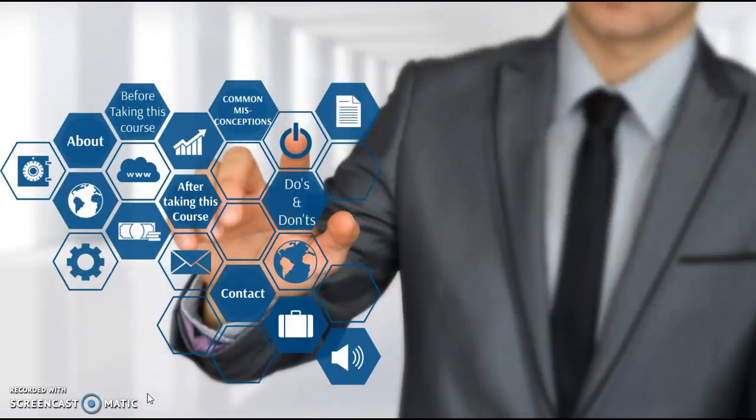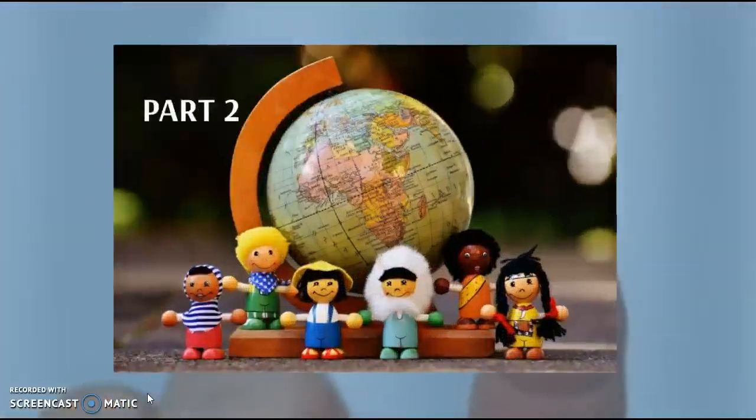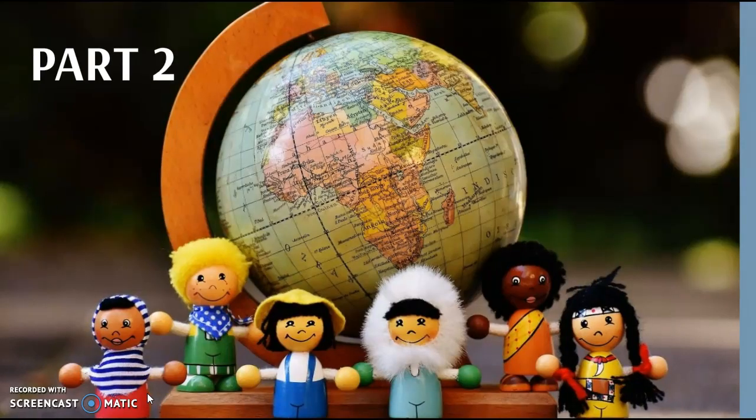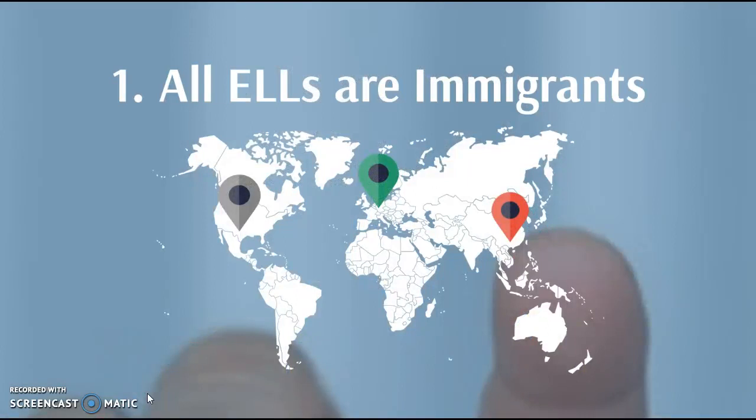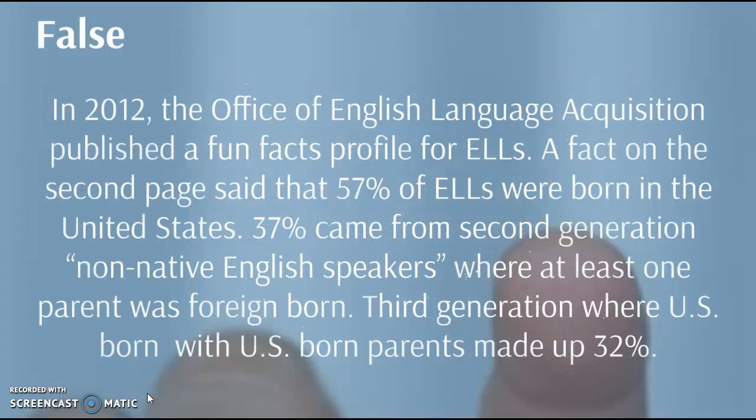This brings me to part 2, my common misconceptions. I compiled a list of 5 common misconceptions that I had before taking this course. Misconception number 1 is that all ELLs are immigrants. This is false. In 2012, the Office of English Language Acquisition published a fun fact profile for ELLs. It showed that a fact on the second page said that 57% of ELLs were born in the United States. That's more than half of ELLs in the United States.